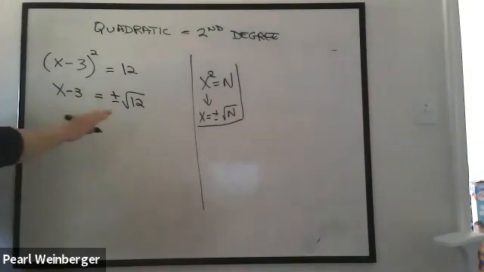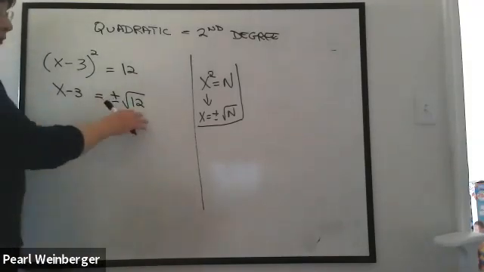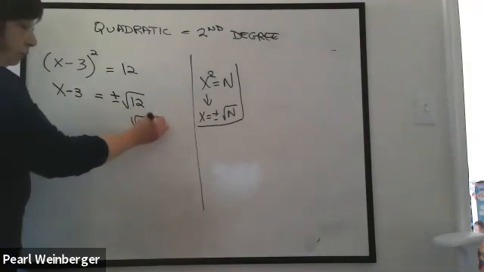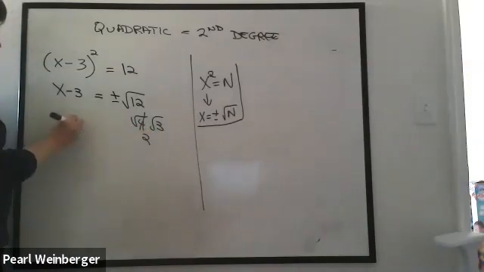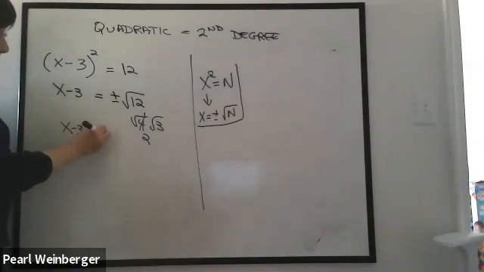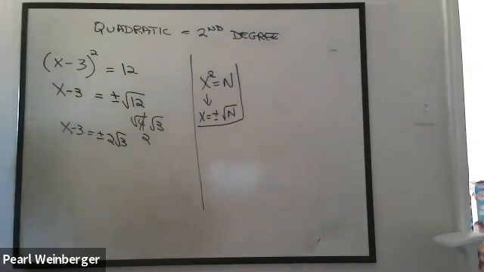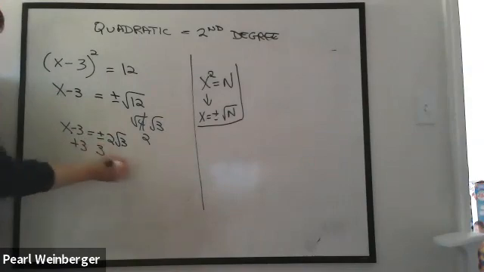Now, when I get a radical, I try to simplify it. The square root of 12 is not a perfect square, but I can break it down into 4 and 3. And the square root of 4 is 2. So this gives me x minus 3 equals plus or minus 2 radical 3, if we're doing this in simplest form. But I still have this 3 that I have to bring to the other side because I want x alone. So I'm going to add 3 to both sides.